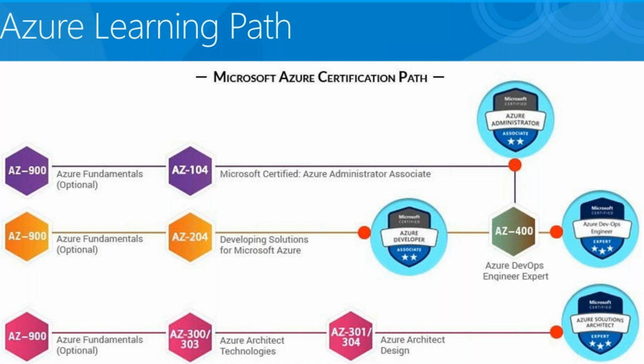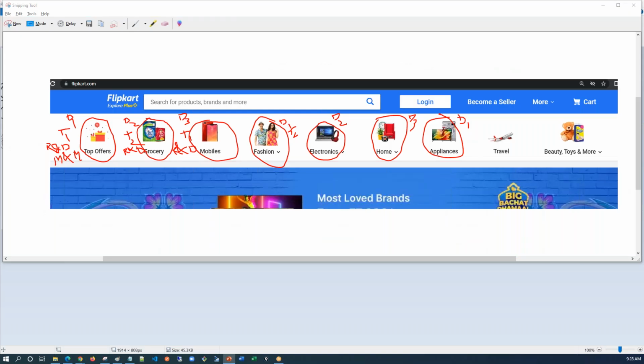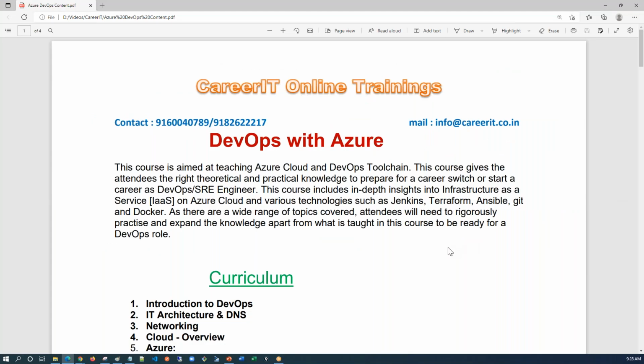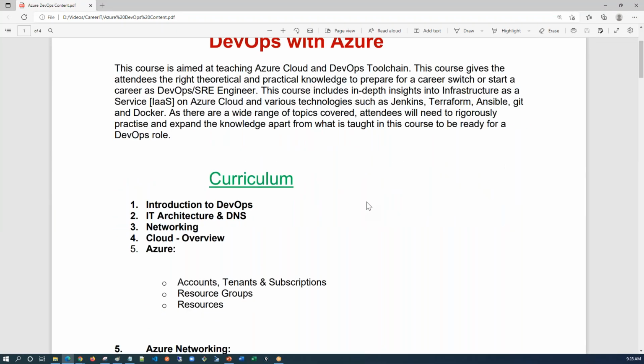So let me take you all through the course content that we have. Then I'll be open to any questions and answers. So this is the course content that we have, guys. All in all, we'll be covering the AZ-900 Azure Fundamentals. Then we'll be touching base on Azure administration related concepts, which is AZ-104. And then we'll be getting into the DevOps concepts, guys.